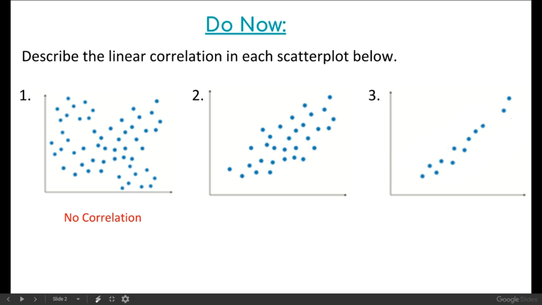When you read it from left to right, it's going upward, so it's positive, but they're really spread out, so that is weak, positive. And then number three, when we read this from left to right, it's still positive, it's still going upward, but they look a little bit more like a line, so that's a little bit stronger. So I would call that strong positive correlation. So great job, everyone. Hopefully you got all of those correct.